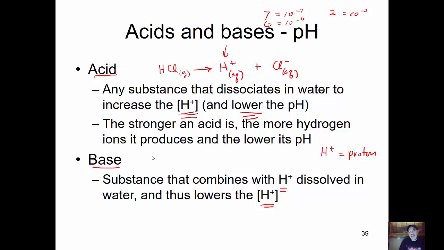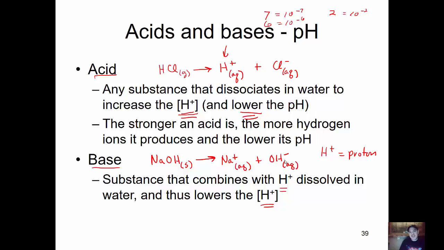Okay? A great example of a common laboratory base is sodium hydroxide. And it's solid. You can buy it, it'll be in solid chips. And if you dissolve it in water and it becomes aqueous, you're going to get sodium ions, and they're aqueous, and that releases hydroxide ions. And hydroxide is a fairly strong base.